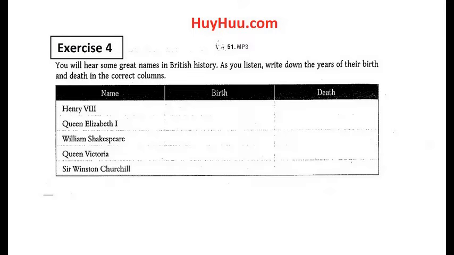Queen Victoria was born in London in 1819 and died in 1901. Sir Winston Churchill was born in Blenheim Palace in 1874 and died in 1965.